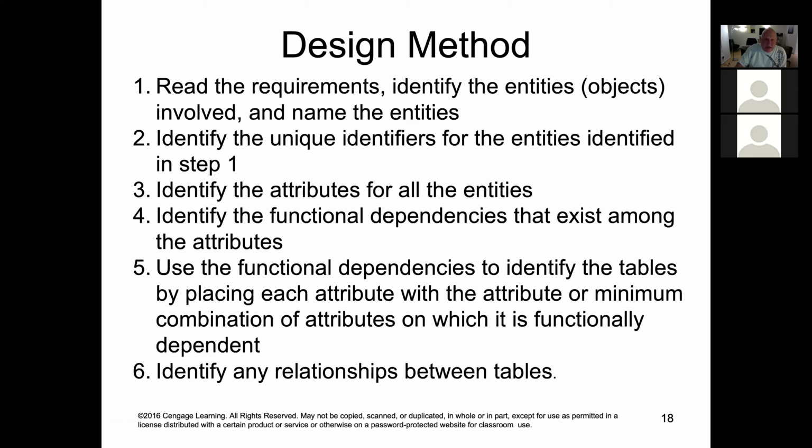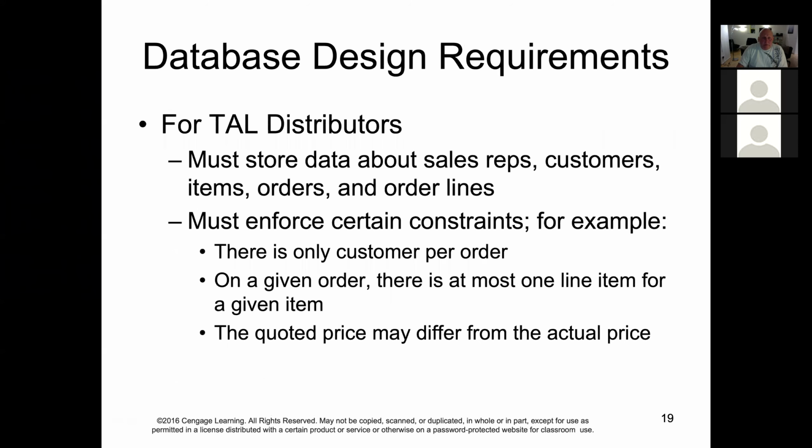These are just six design methods. You identify the attributes, identify the unique identifiers, and identify the functional dependencies. You use the functional dependencies to identify the tables by placing each attribute with the attribute or minimum combination of attributes on which it is functionally dependent. This is for the TAL distributor. The requirements: must store data about sales reps, customers, items, orders, and order lines. These are your requirements for the TAL distributors database.